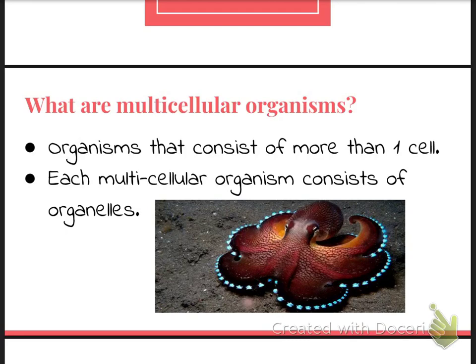So what exactly are multicellular organisms? Well, if you remember protists, we talked about some were single cellular organisms, which means they were only made up of one cell. Well, these organisms we're going to talk about are multicellular, meaning many, so it's an organism that consists of more than one cell. Each multicellular organism is going to have things inside of it that have a specific function, and these things are called organelles.